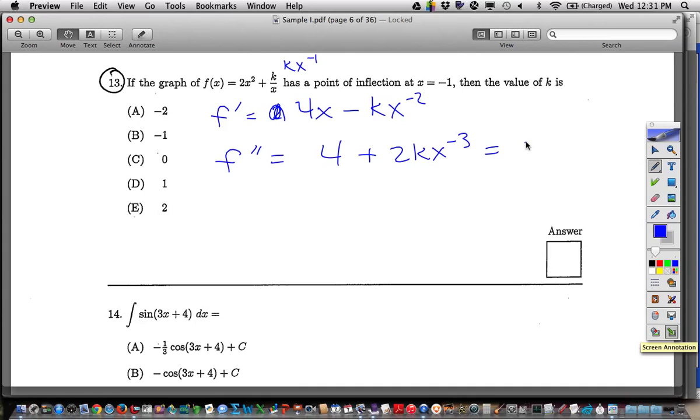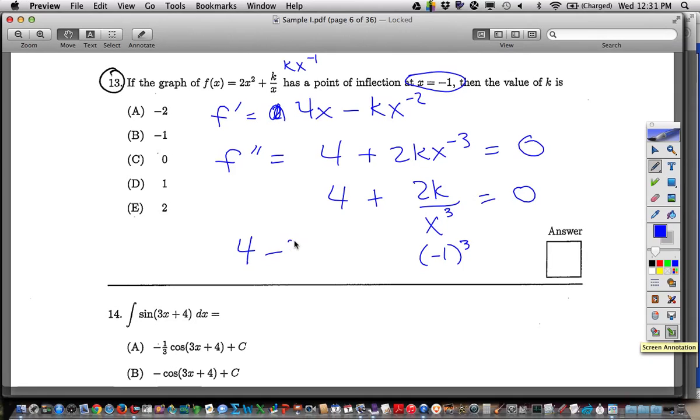And we want that to be 0. Oh, when x is negative 1, that's right. So that means we can plug that in. So I would rewrite this, I would put the x on the bottom, like so. And then we want negative 1 in here. So that would make negative 1. So 4 minus 2k would equal 0. So 4 would equal 2k.